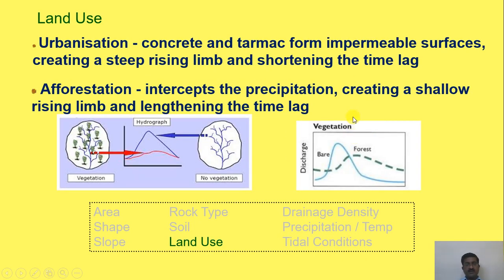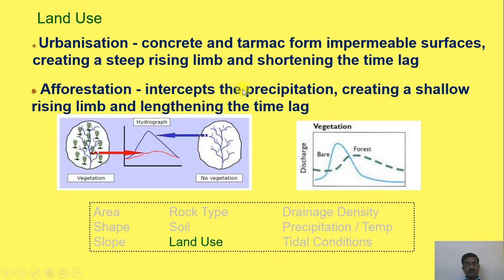Land use. In urbanization, concrete and tarmac form impermeable surfaces, creating a steep rising limb and shortening the time lag. Afforestation intercepts the precipitation, creating a shallow rising limb and lengthening the time lag. So because of this concrete and the material used there, because of urbanization, you can say it is going to affect, right?